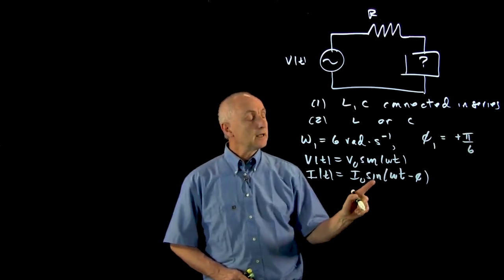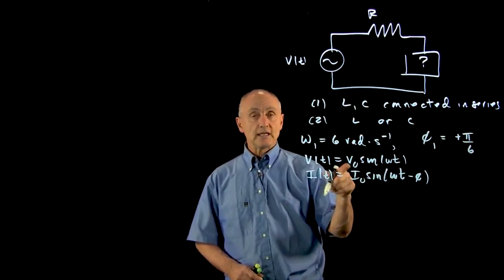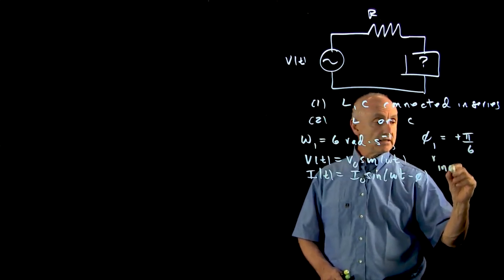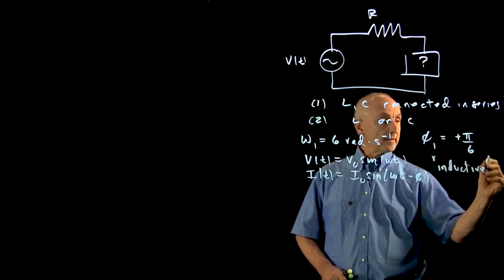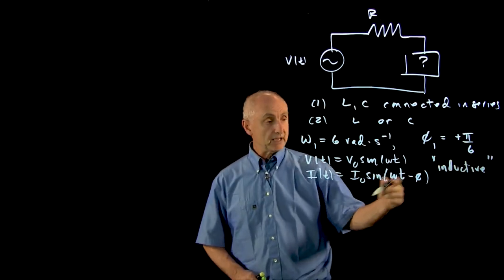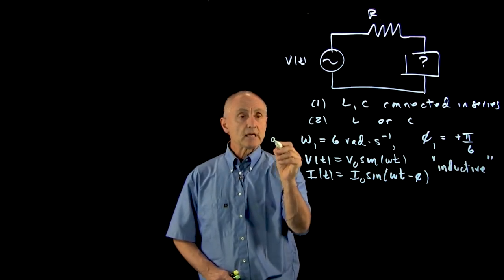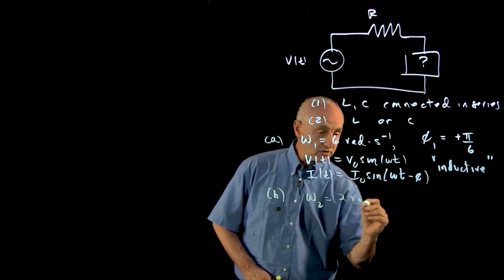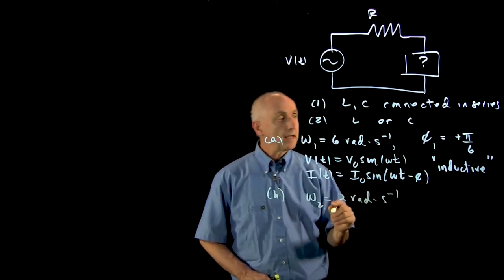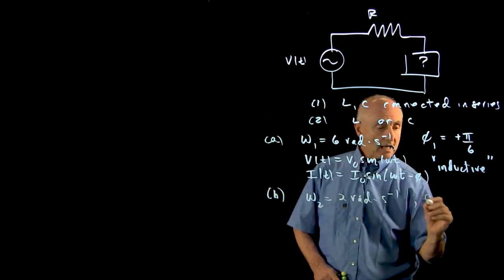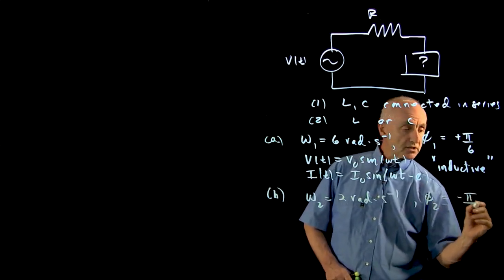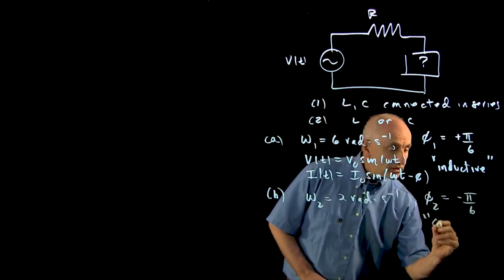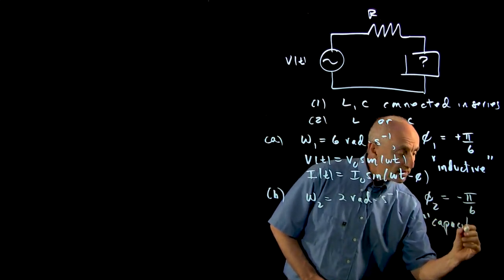Now, that tells me that my voltage is leading the current. So this looks inductive, for a positive phase when I write omega t minus phi. And my second measurement is when omega 2 equals 2 radians per second. And at this, I have phi2 equals minus pi over 6. And with the negative phase, my circuit is capacitive.